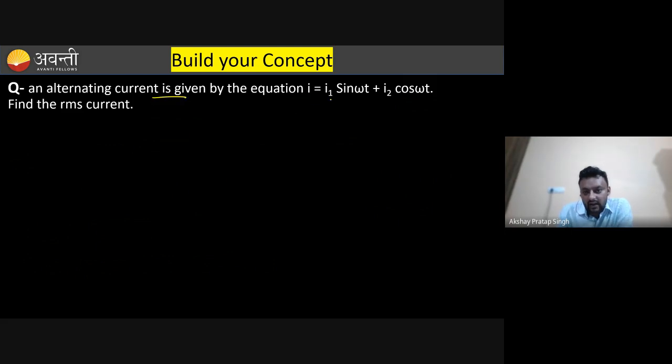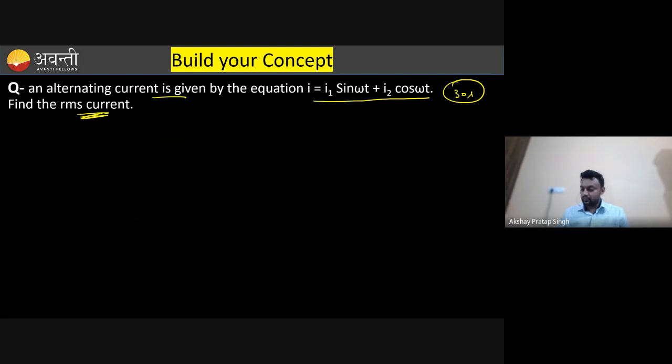Current is given as I1 sin omega t plus I2 cos omega t. Find the RMS current. You have some 30-40 seconds. Very quick. Be very quick to answer, and everyone should participate now. Quick, quick, quick.